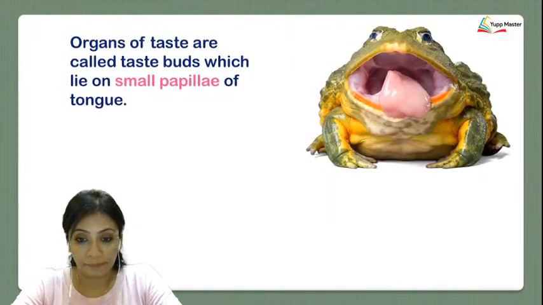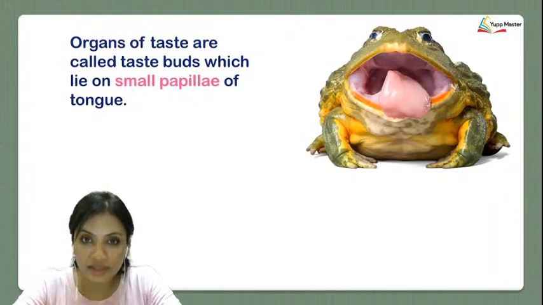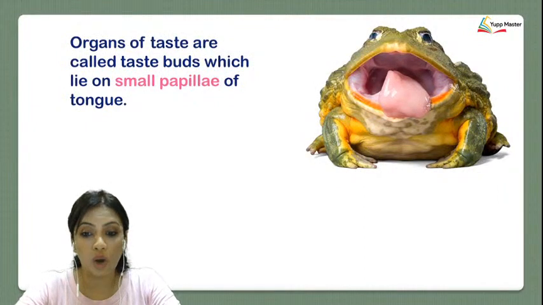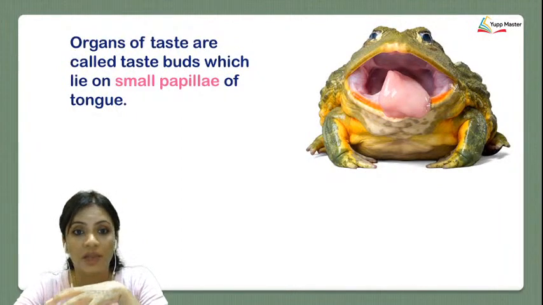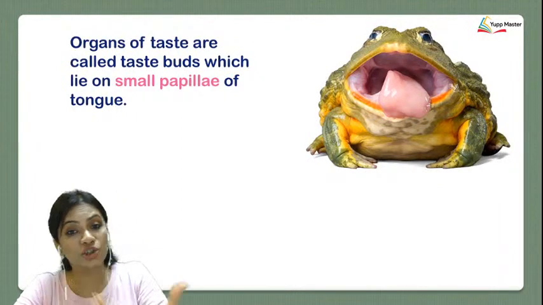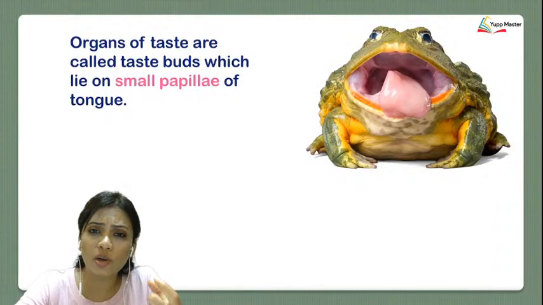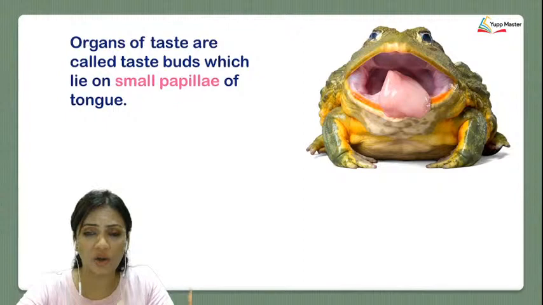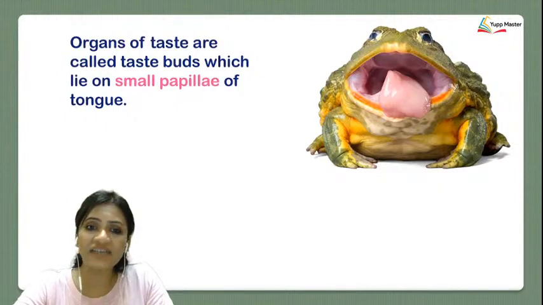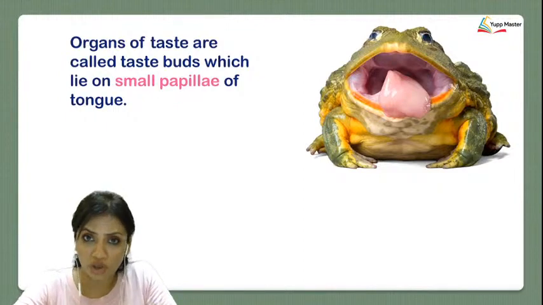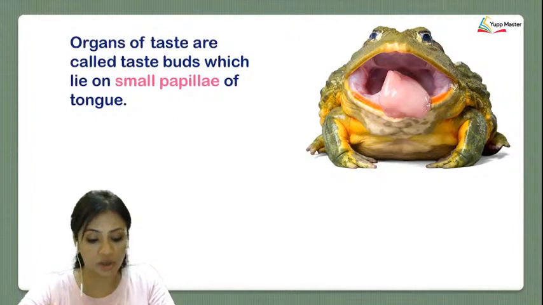We also see that there are organs present, okay, and organs of what? These are organs of taste, and those organs of taste are called taste buds. Naturally, where are they going to be present? These would be present on small papillae which are there on the tongue. So basically, just like us, even the frogs have got taste buds.